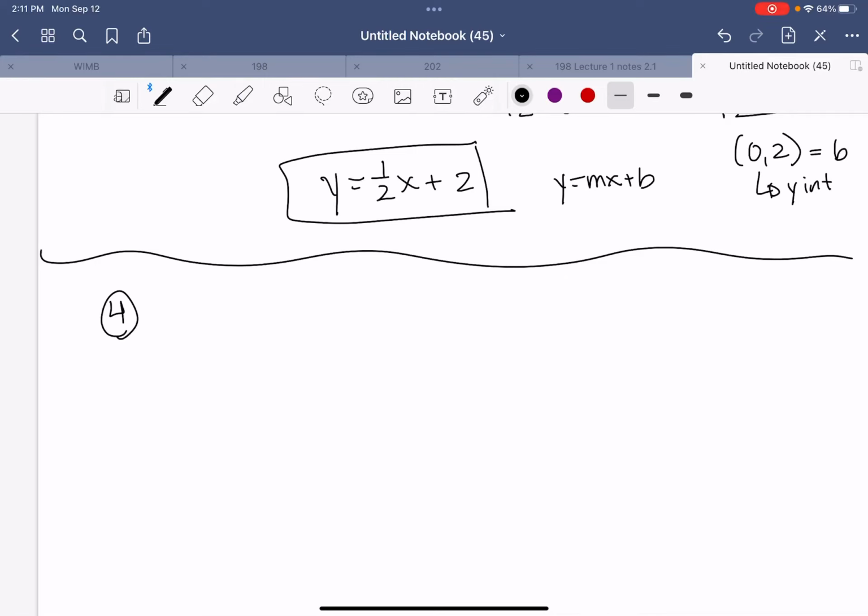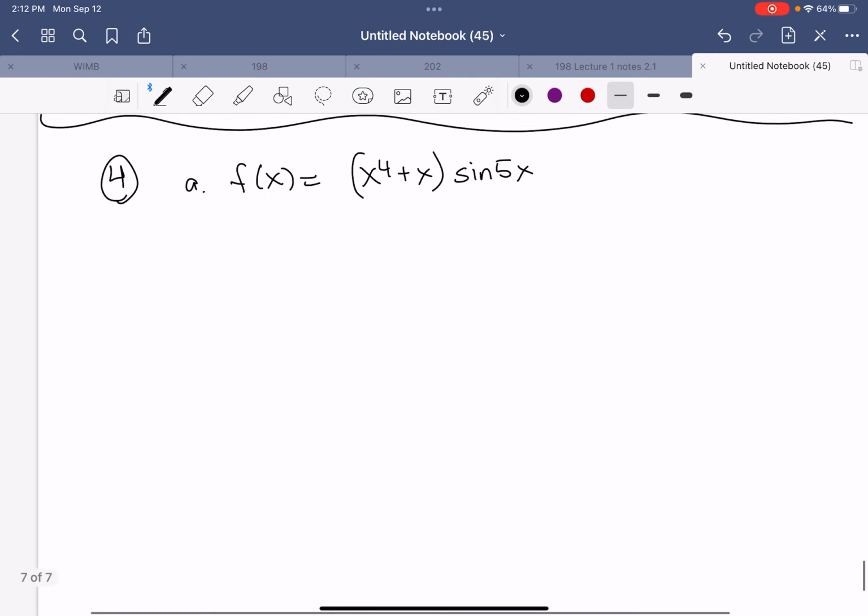Okay, this is number 4 from the review homework from the first day of classes. So we are on number 4 and we are finding the first and second derivative of the function, and our function in part A is f of x equals x to the 4th plus x, all multiplied by sine of 5x. And there are multiple things going on here. There's a chain rule and a product rule in this one.